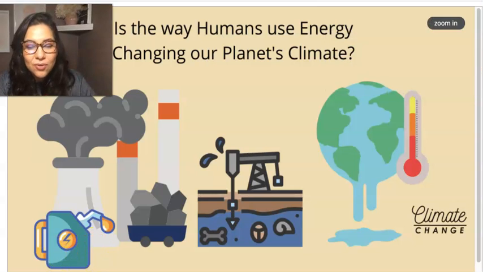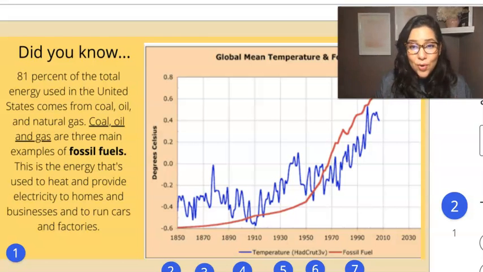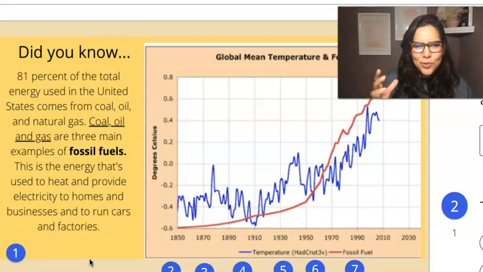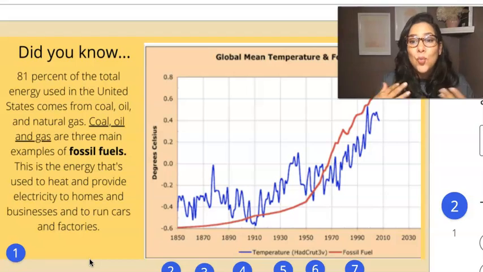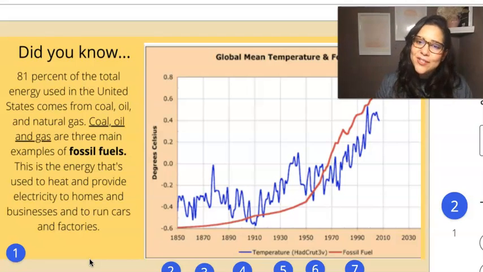So we're going to start our little exploration with a question. Is the way humans use energy changing our planet's climate? Did you know that about 80% of the total energy used in the United States comes from coal, oil, and natural gas? The number might have fluctuated a little bit, but it's still a lot. We're so dependent on fossil fuels, it's incredible. And that's why there's such a push towards renewable energy, because fossil fuels need to be a thing of the past.